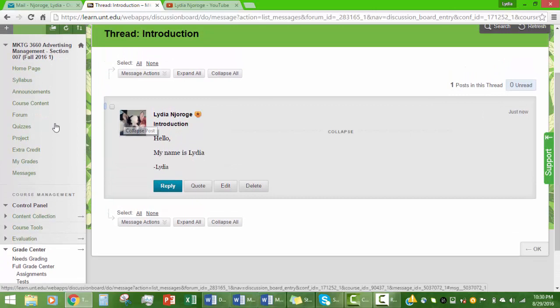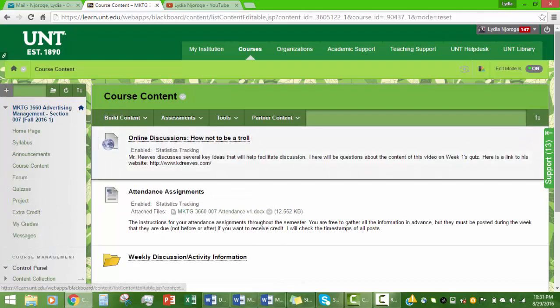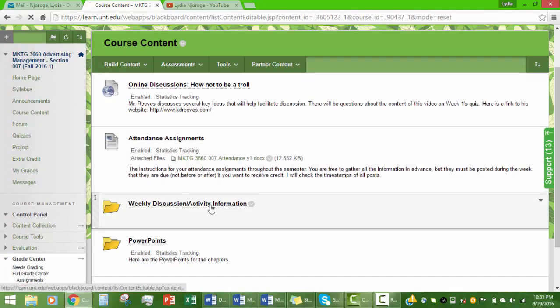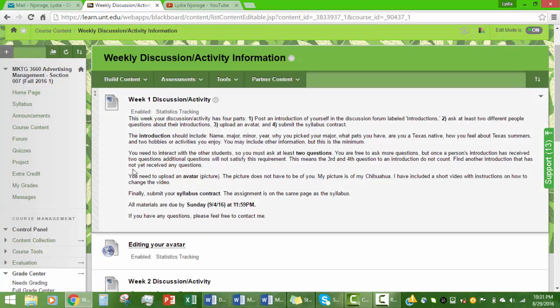The next thing is a 2-person minimum. So let's go to the course content so you can see what I'm talking about. We're in the course content. We go to the weekly discussion activity information. For the weekly discussion, what you need to see is these 2 points right now as far as the introduction. In order to interact with the other students, you need to post at least 2 questions. But I want to make sure that everyone is getting equal questions, that we're not focusing on one person's introduction. So only the first 2 questions to that person's introduction will count towards meeting the minimum.